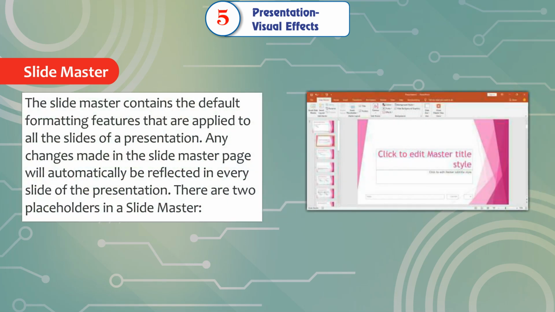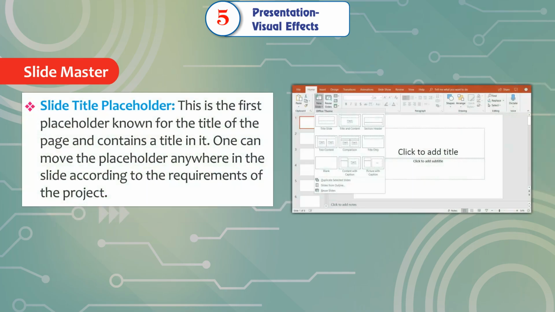The Slide Master contains the default formatting features that are applied to all the slides of a presentation. Any changes made in the Slide Master page will automatically be reflected in every slide of the presentation. There are two placeholders in a Slide Master. Slide Title Placeholder. This is the first placeholder, known for the title of the page, and contains a title in it. One can move the placeholder anywhere in the slide according to the requirements of the project.